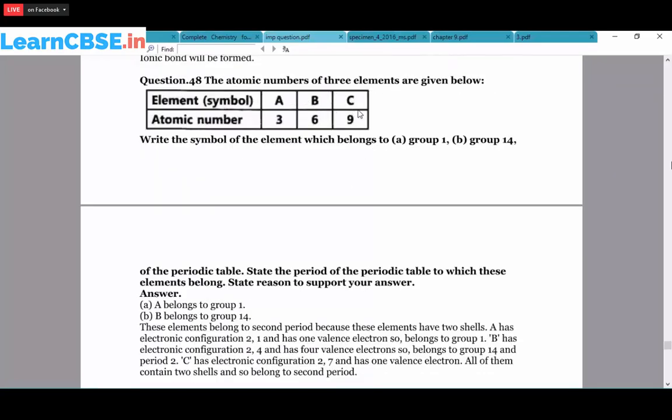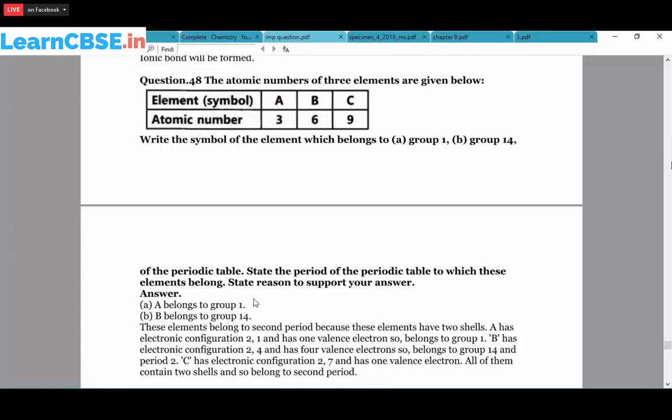The atomic numbers of 3 elements are given below: elements A, B, C, with atomic numbers 3, 6, 9. Write the symbol of the element which belongs to group 1 and group 14 of the periodic table. State the period of the periodic table to which these elements belong. State the reason for your answer.